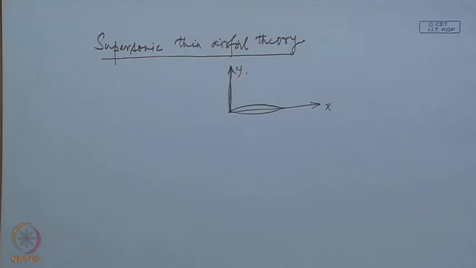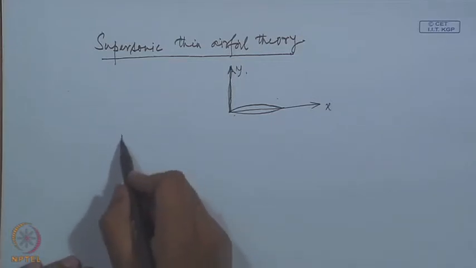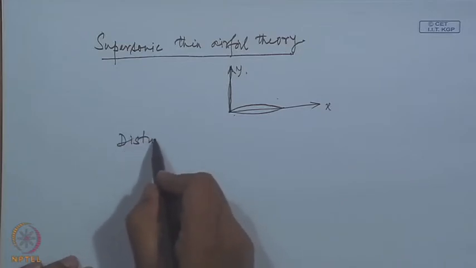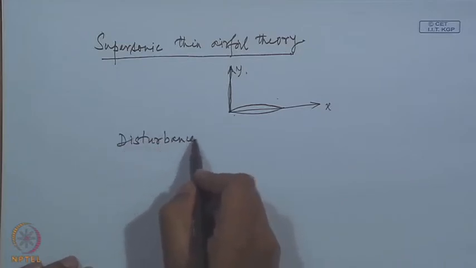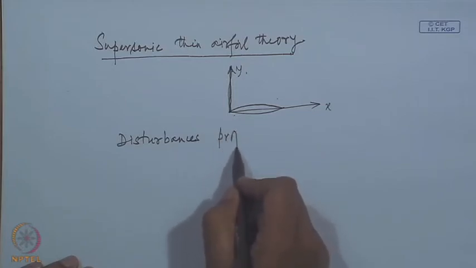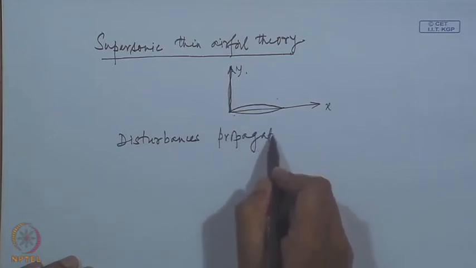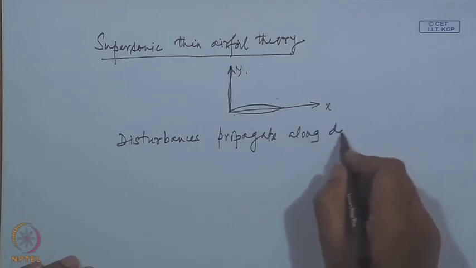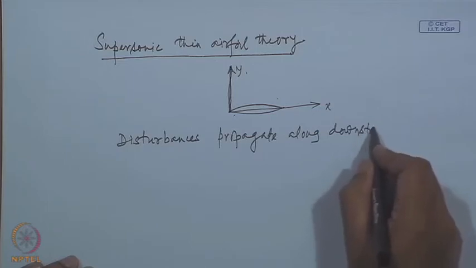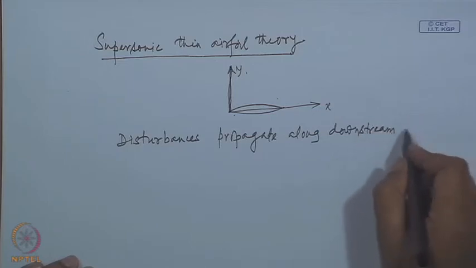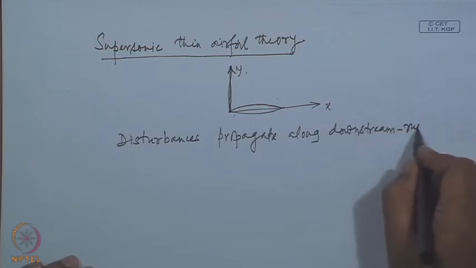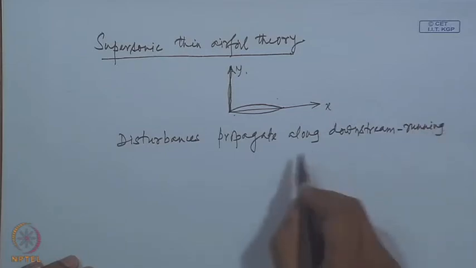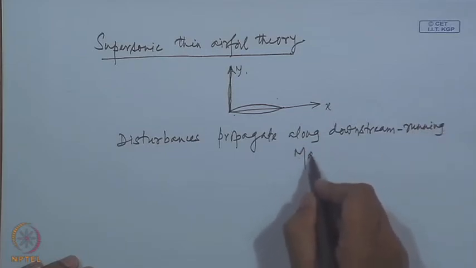Now, from the solution of our wavy wall, we have seen that disturbances propagate along downstream running Mach lines only.